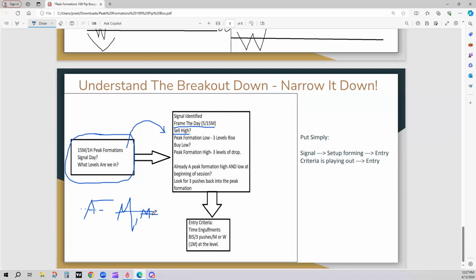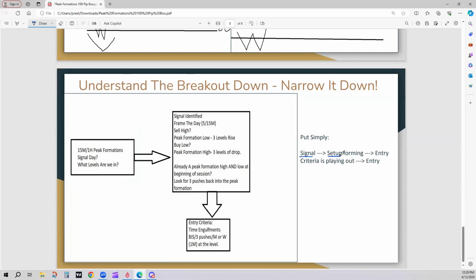Engulfment of the M, I'm going to take that entry because everything up until this point showed or developed the setup, and now this is the completion. They've now started to complete the pattern at a certain time of day. Everything is lining up, and I'm going to take that trade back down through the low, or back down to the low of the day, whatever it may be, depending on what kind of trade it is. Put simply, I have a signal, but that doesn't mean that I have a setup.